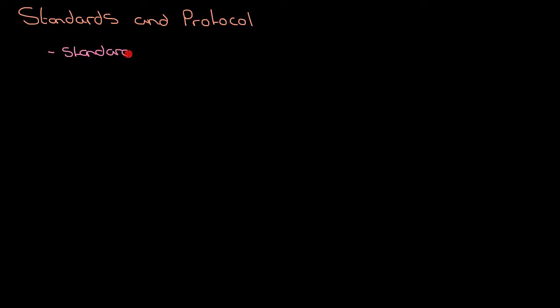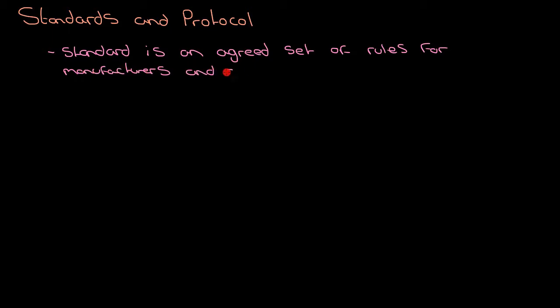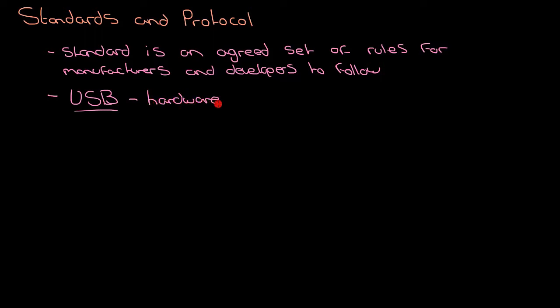A standard is an agreed set of rules for manufacturers and developers to follow. That is people who are making hardware and software. That's important to state. I'll give you an example of this. USB, for example. You almost certainly have some devices connected to your computer via USB. I've got my microphone, I've got a mouse, I've got keyboards, all connected via USB. That is an agreed upon standard. It's a hardware standard.